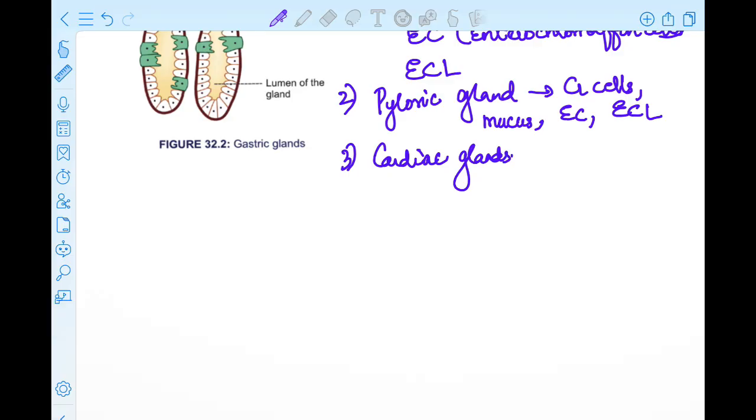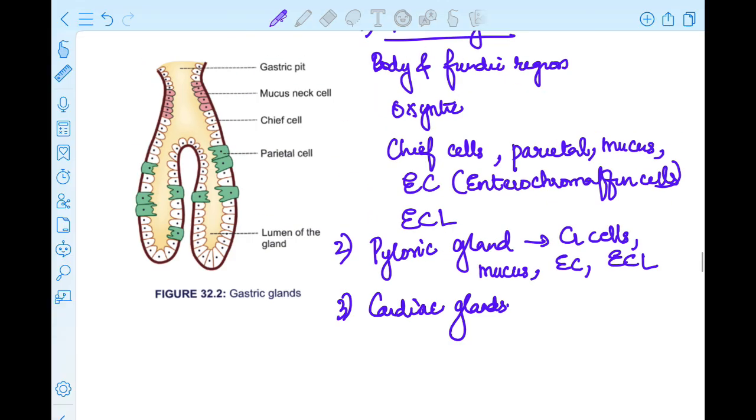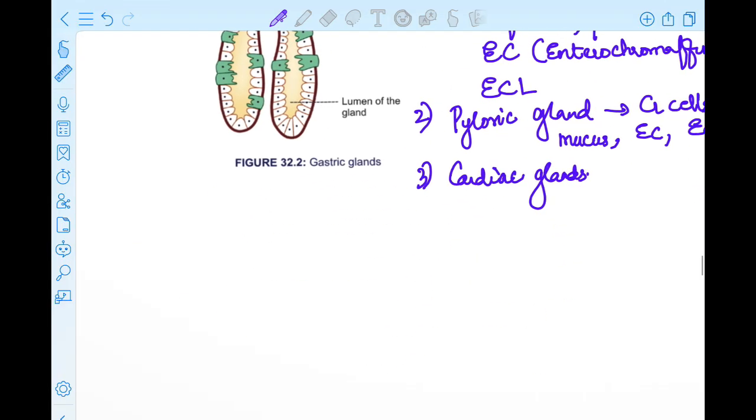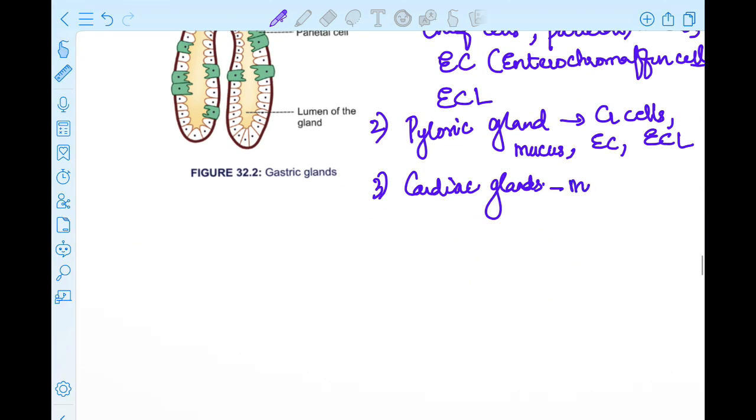And then we have the cardiac glands. The cardiac glands are located at the cardiac region. Just look at this image. Since it is located here, it is short and tortuous. The main cells present here are the mucous cells, the EC cells, enterochromaffin cells, and the enterochromaffin-like cells, as well as the chief cells.